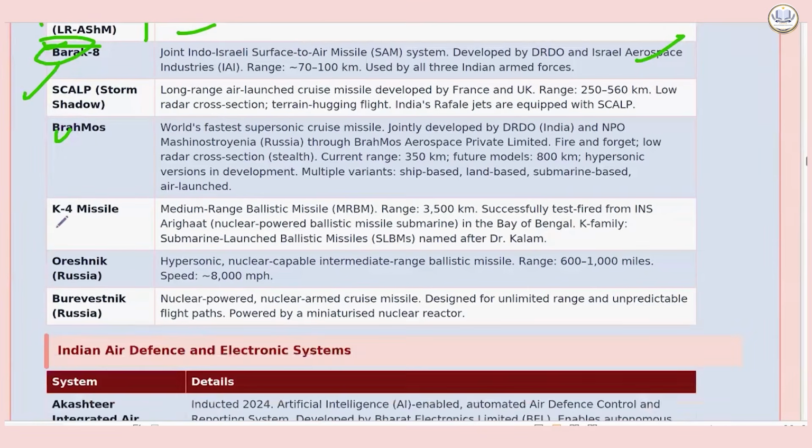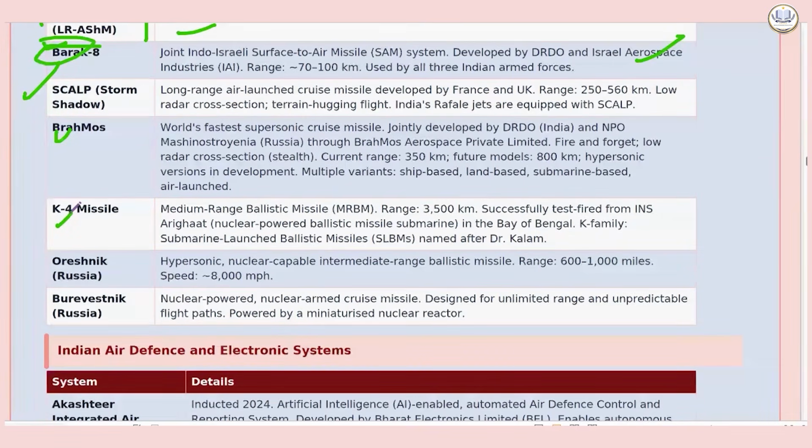You have K4 missiles. That is a medium range ballistic missile. Range is 3,500 kilometers. Successfully test fired from INS Arighat, a nuclear powered ballistic missile submarine, in the Bay of Bengal. K family submarine launched ballistic missile named after Dr. APJ Abdul Kalam, the missile man.